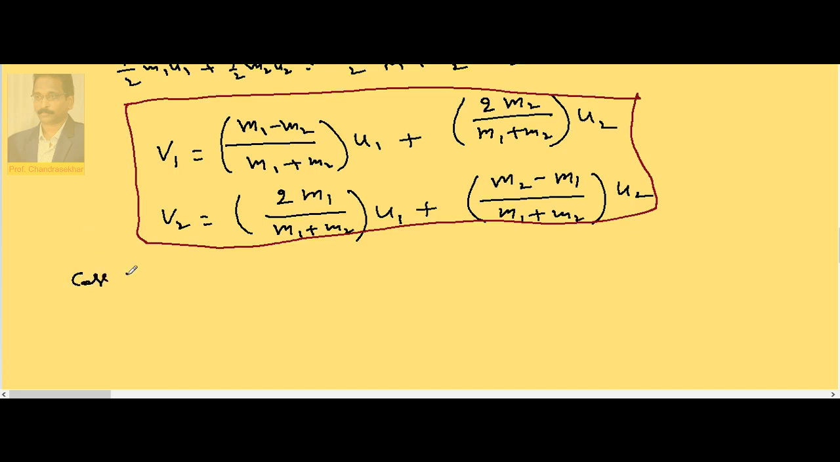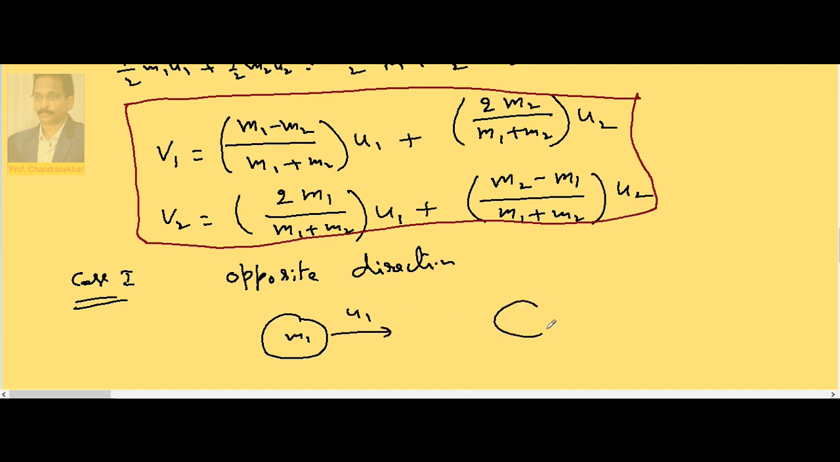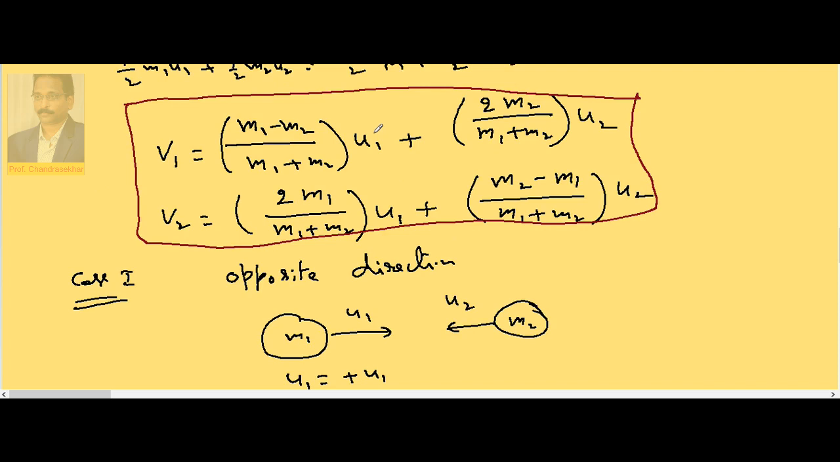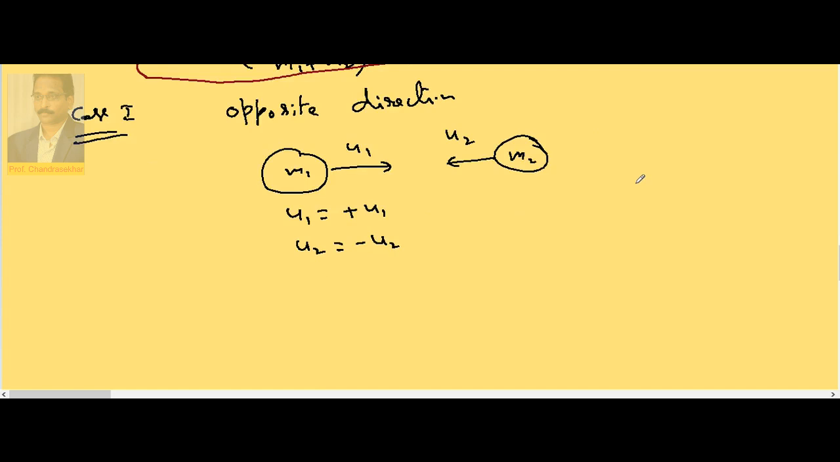Now let us consider case 1. Moving in opposite directions, bodies are approaching each other. So instead of considering both moving in the same direction, let us say m2 is approaching. Now here I can use the same equations, only u1 remains plus u1 but u2 becomes minus u2, since the direction is reversed, take it with minus sign. Use the same equations but replace u2 with minus u2. That gives the final velocities.